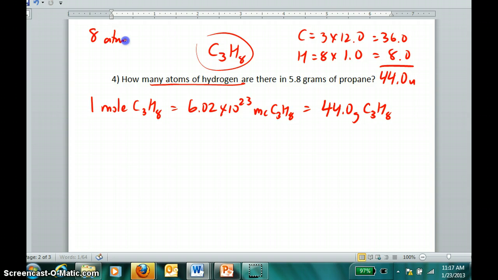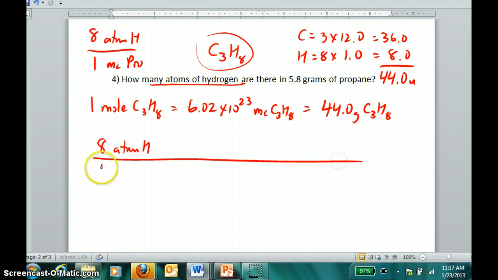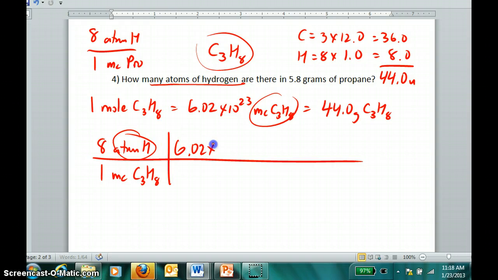There are 8 atoms, hydrogen, in 1 molecule of propane. So if I want to start with the answer, I'm going to start with this ratio right here. It has my answer. 8 atoms of hydrogen per 1 molecule propane, C3H8. So I have my answer if I can cancel molecules of propane. Well, Avogadro's number is associated with molecules of propane. But I have to use it with either a mass of propane or moles of propane.